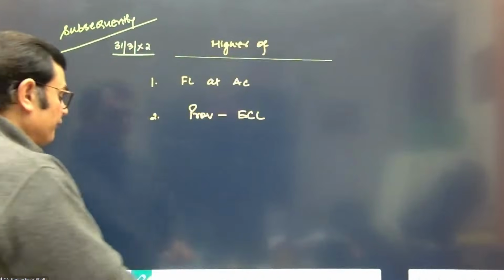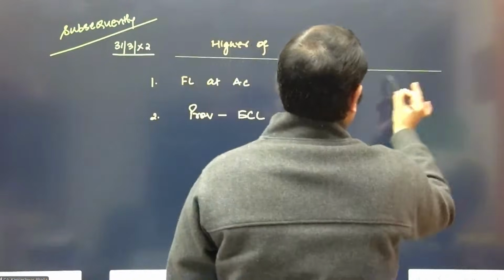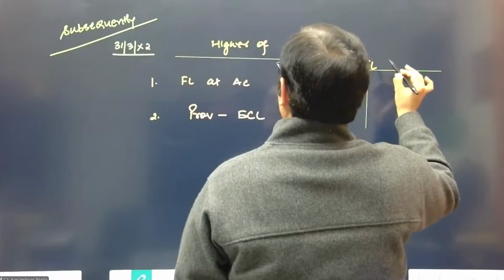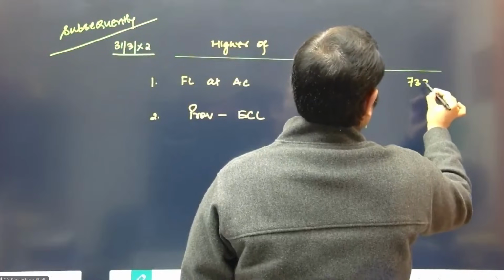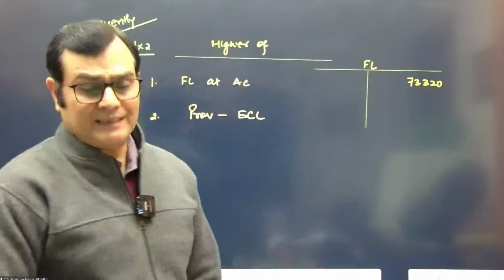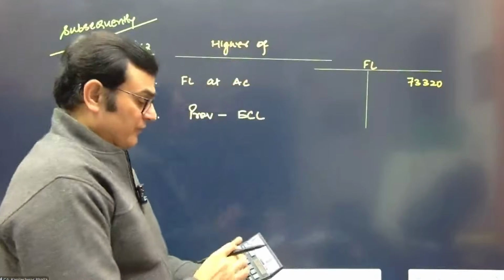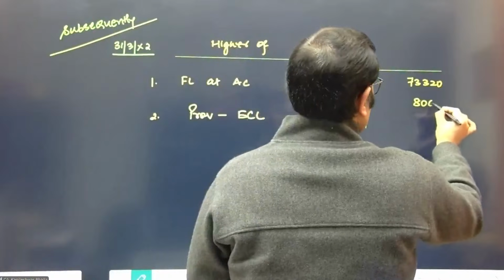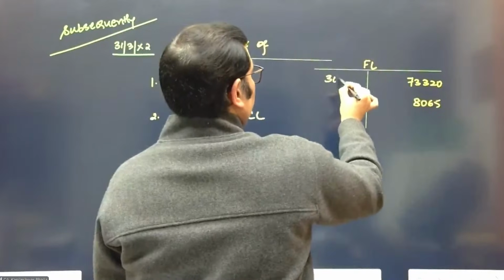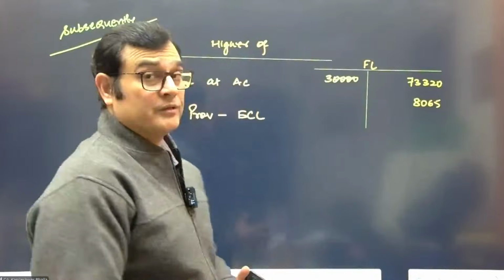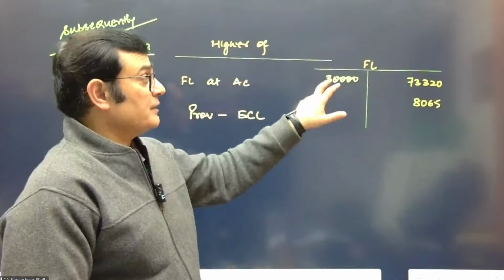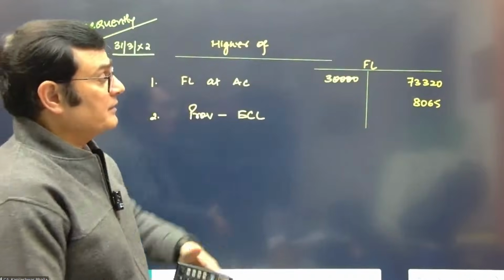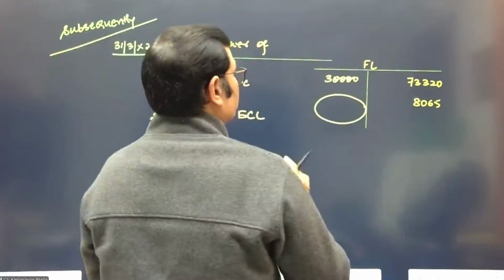So let's first look at the financial liability at AC, making a small table. If I were to do this accounting at AC, it is 73,320. You can unwind the interest at the rate of 11%. On this, we take 11%, that's 8,065. And the benefit given to the subsidiary is 30,000, which is 3% of the loan value, this is the benefits paid. So this is the opening balance, this is the finance charge, and that is the benefits paid. You get the closing balance as the balancing figure.